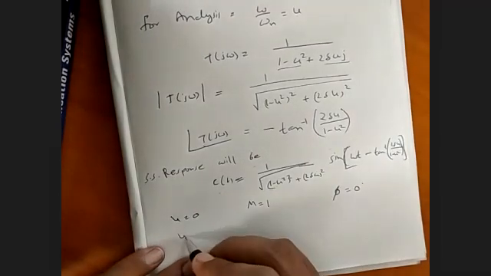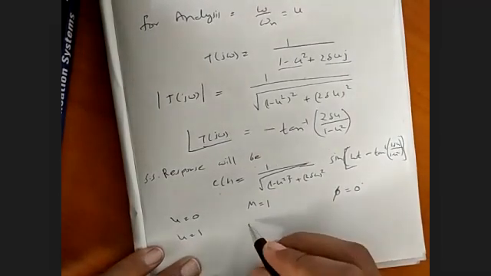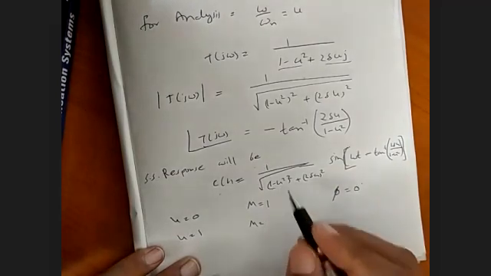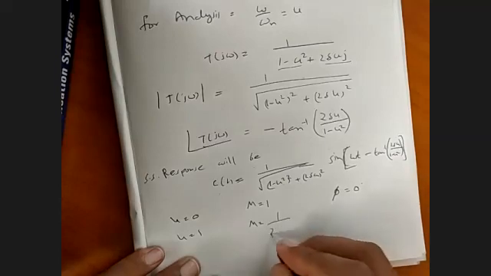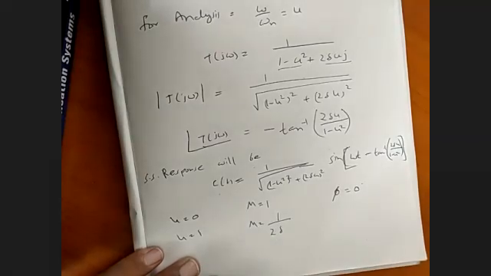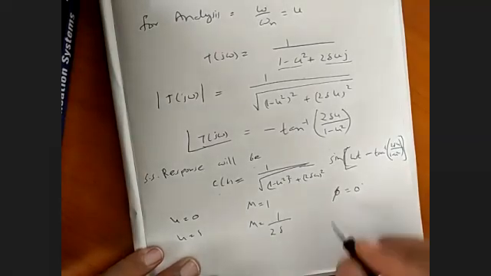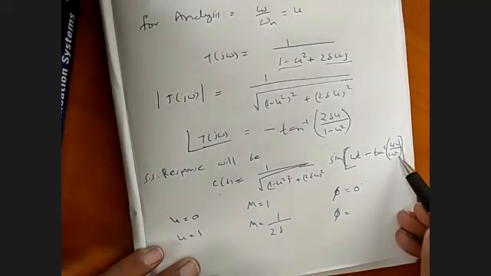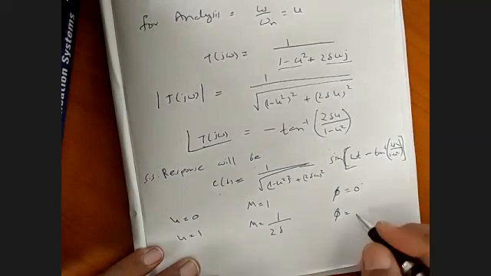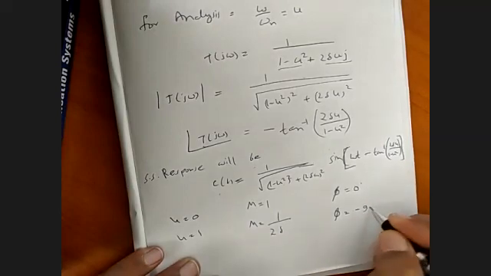When u equal to 1, M will become 1 minus 1 which is 0. So under root this will become 1 upon 2 delta. And your phi will become 1 minus u square is 0, so tan inverse infinity. That means minus 90 degree.